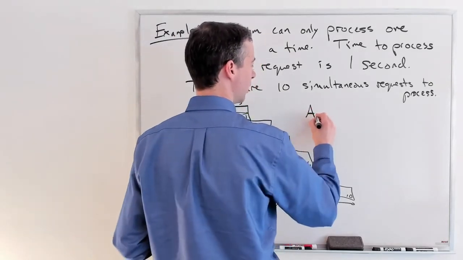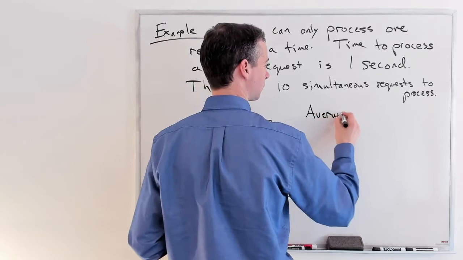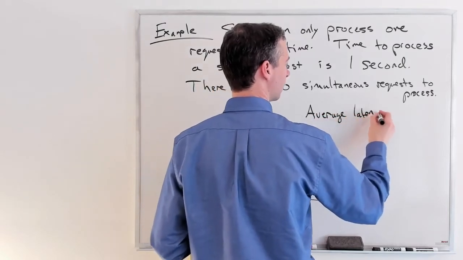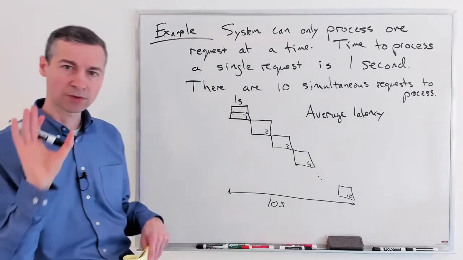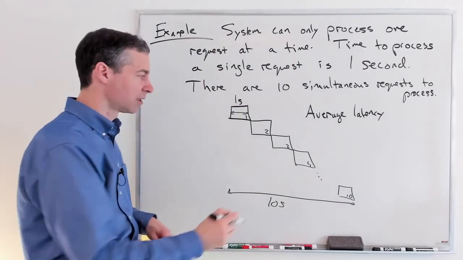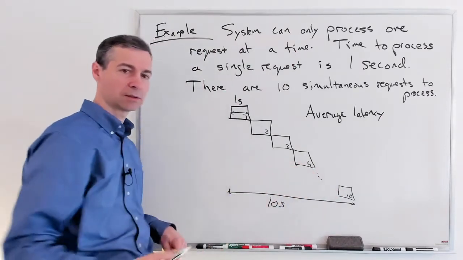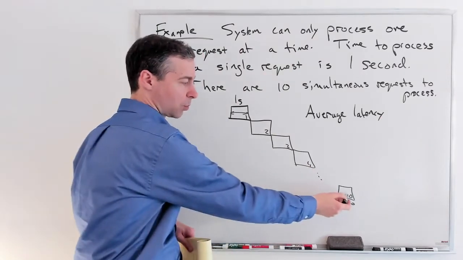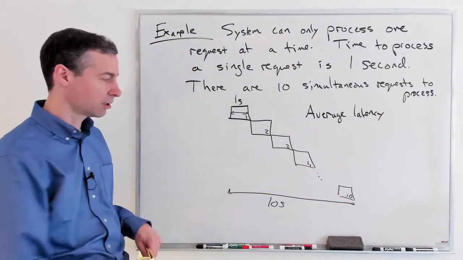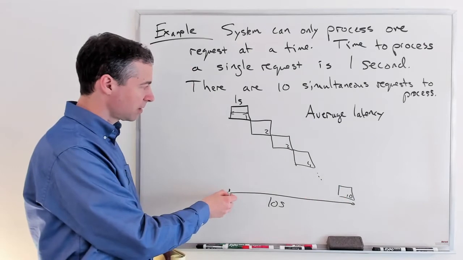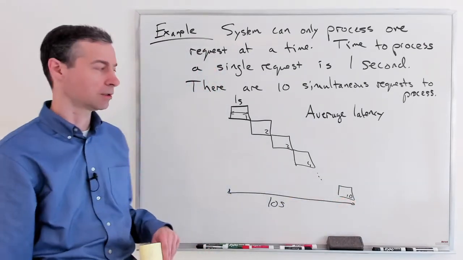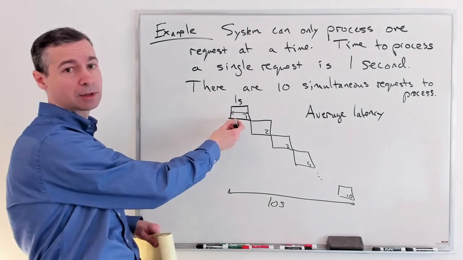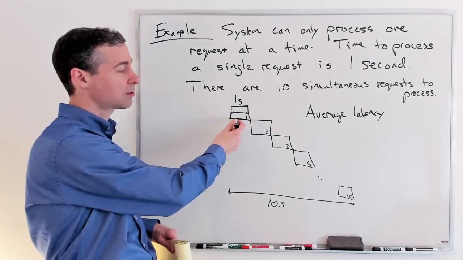So our average latency, again, latency is the amount of time it takes us to process a request. This is from the user's perspective, so it's not 1 second. This poor user down here, they put in the request, and it took a total of 10 seconds before they got their answer. This user's quite happy. They got processed and it's only 1 second.